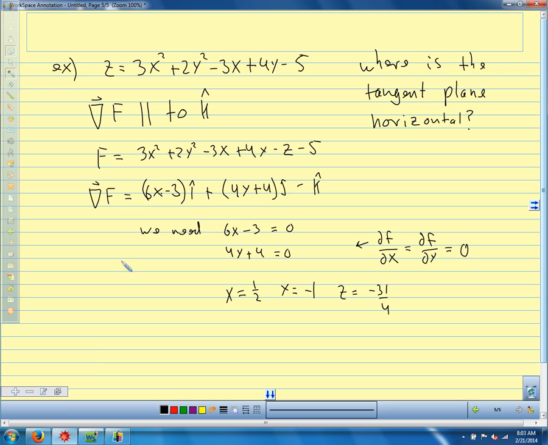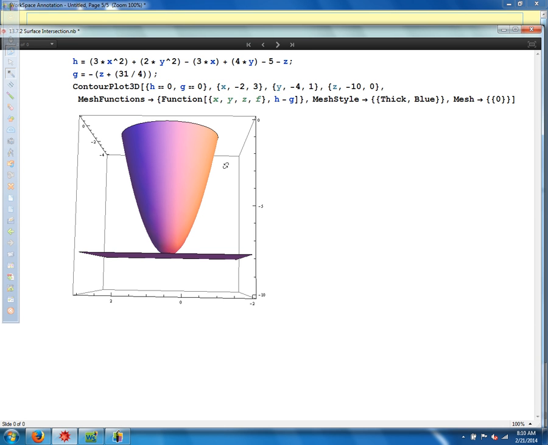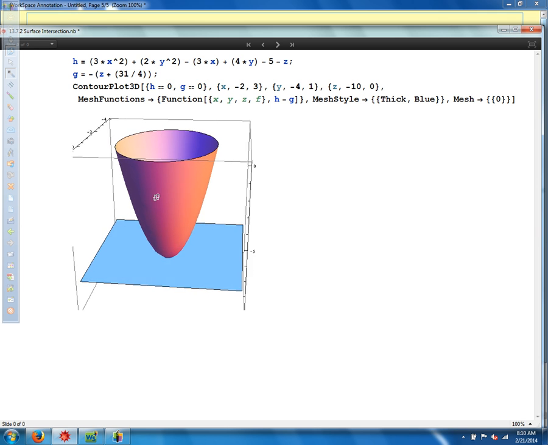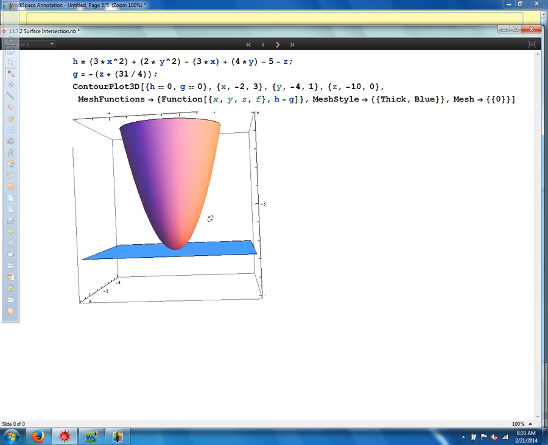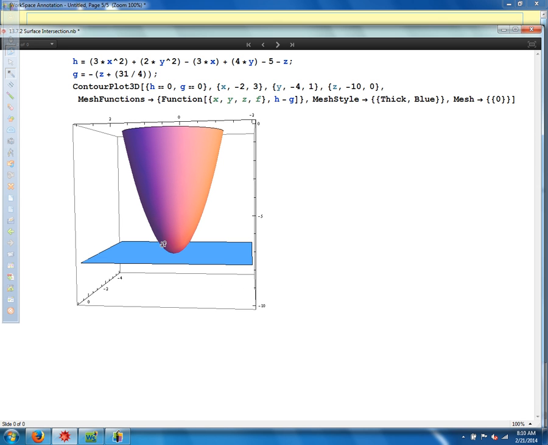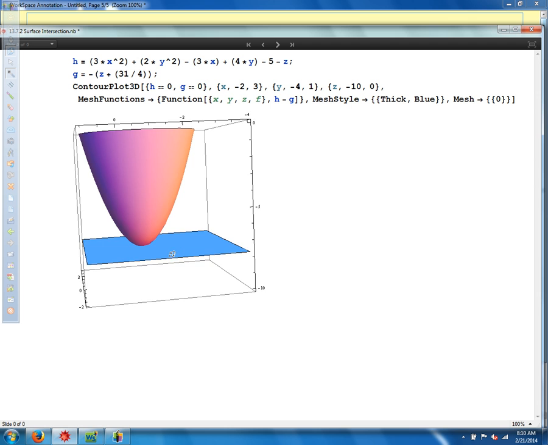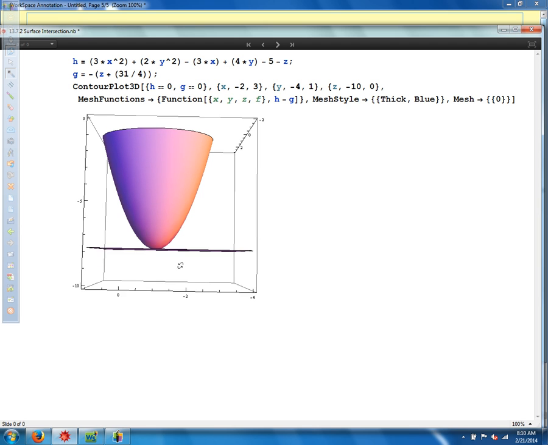So let's take a look at a picture of this one. There's our paraboloid. There's our horizontal tangent plane. I graphed our horizontal tangent plane, and right there at the vertex. And if we look at the coordinates of our vertex, where do we end up? Our shifted paraboloid, we're shifted just a little bit from 0, 0, 0. So there's our picture. Right at the minimum of that paraboloid, our tangent plane is horizontal.